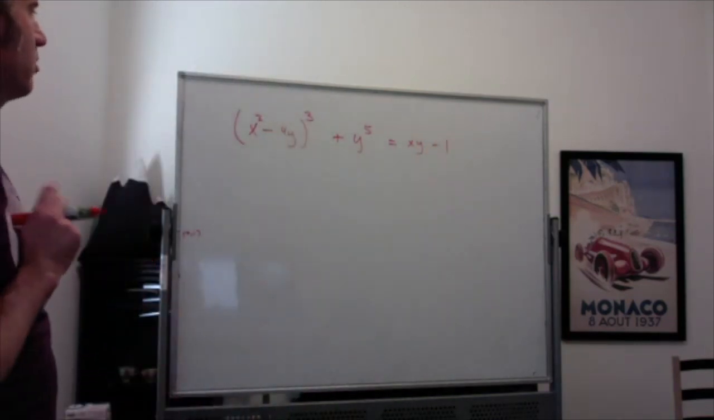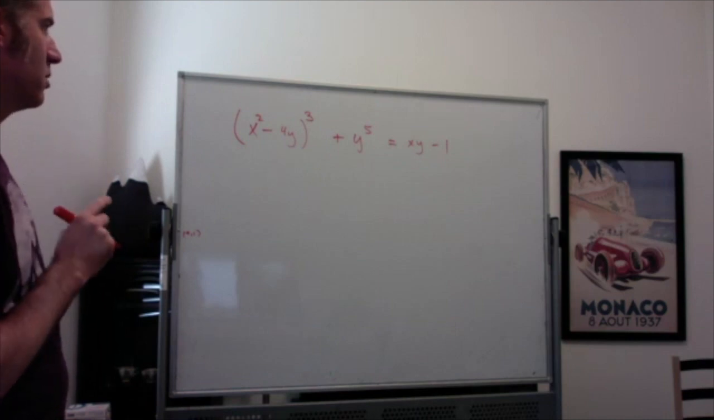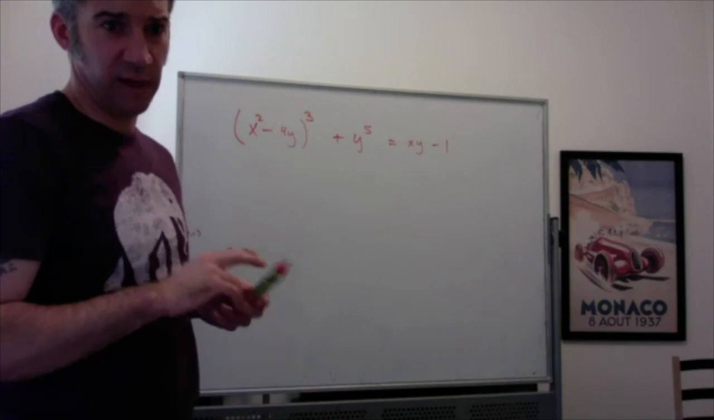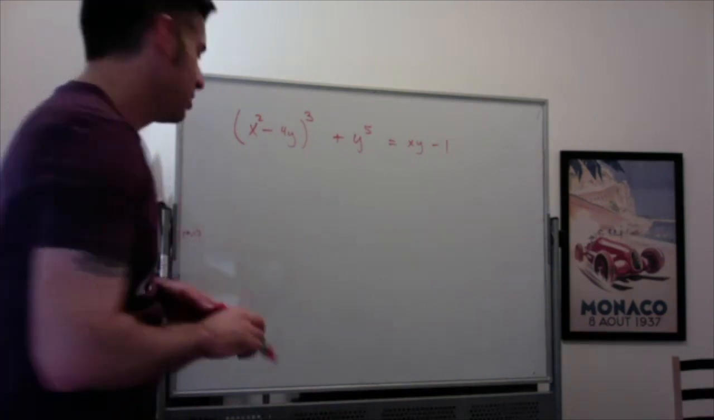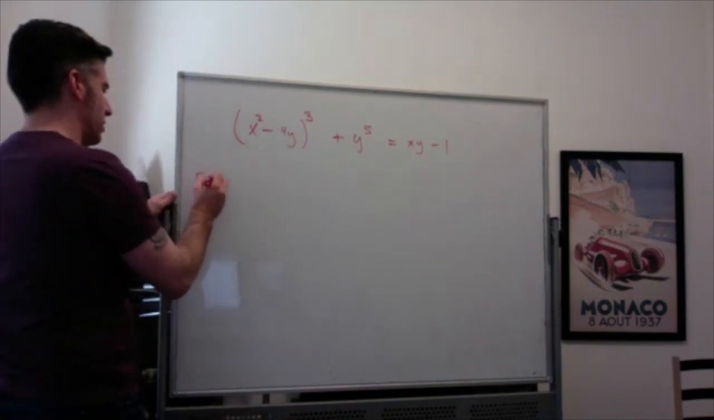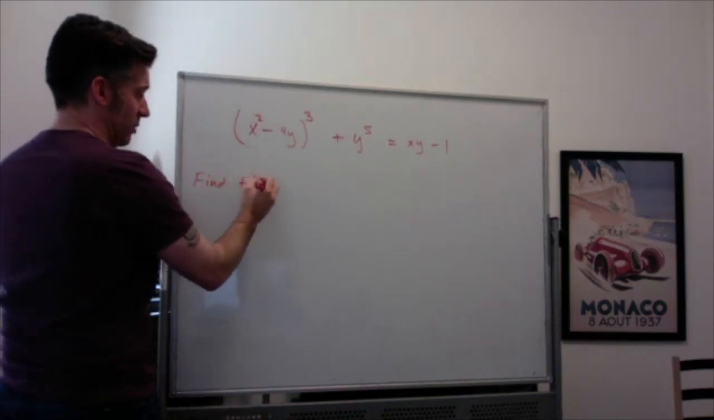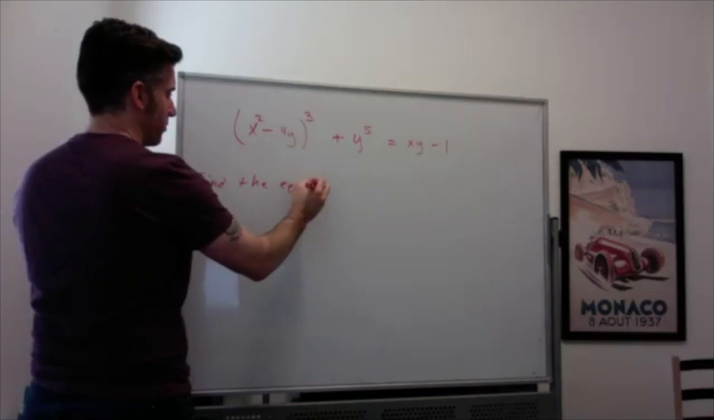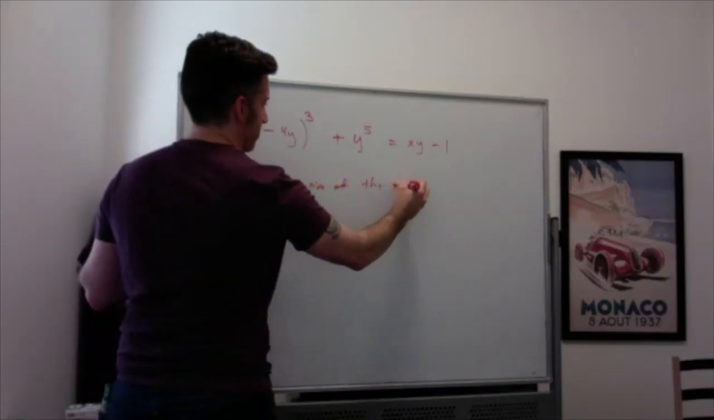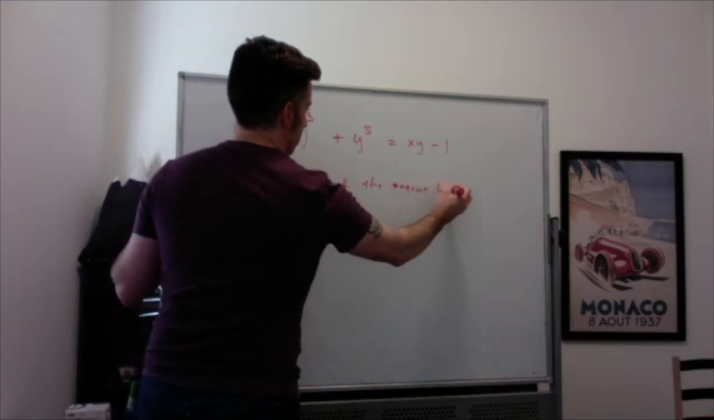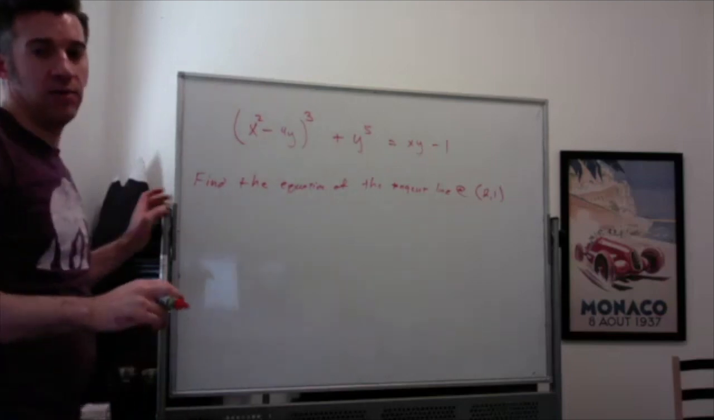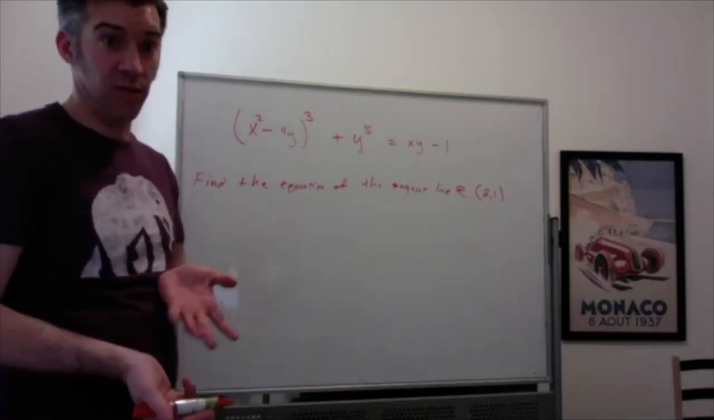Let me just check one thing. Yep, cool. All right. Here's the thing I want to ask. I want to find the equation of the tangent line at the point 2, 1. And I was just checking in my head to make sure that 2, 1 was actually a point.